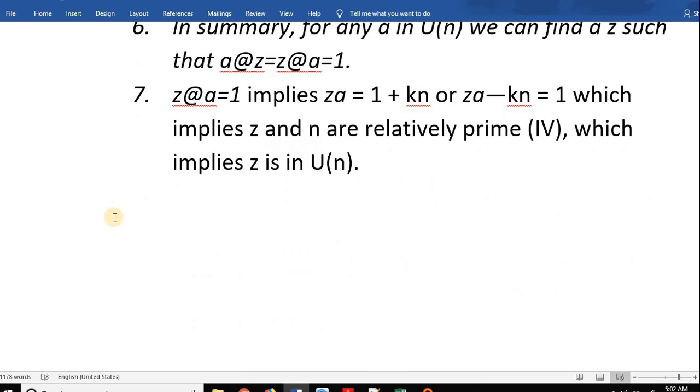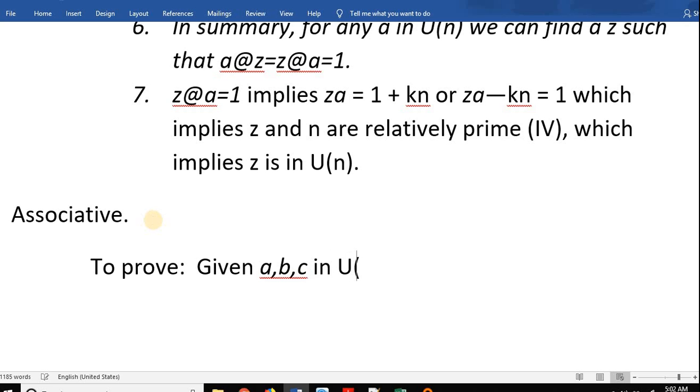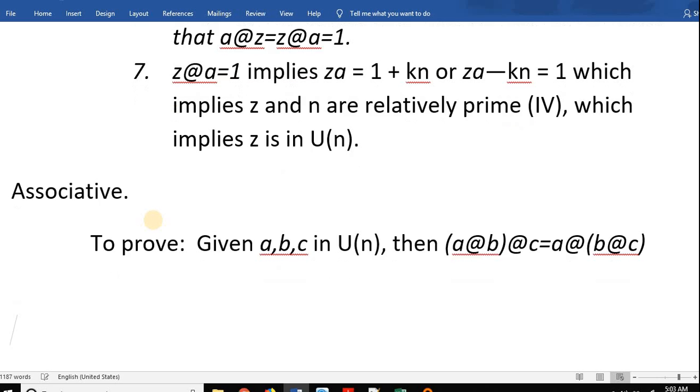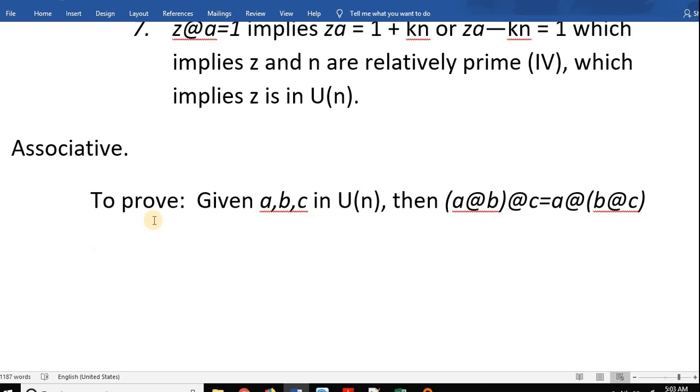All right. So last one we have now is associative. So again, let's write down what we have to prove. So this means given a, b, c in U of n, then a at b, at c is equal to a at b at c, with the parentheses placed the other way. Right, and this is what we need to prove. So let's go ahead with the proof.